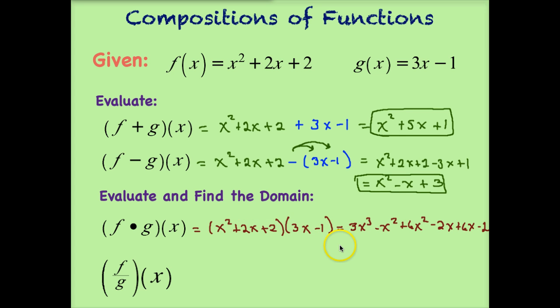Once I've multiplied each of these terms into this second binomial, I have this long polynomial here that I need to just simplify by combining like terms. When I combine like terms, here's what I end up with. And this is my final answer for multiplication.